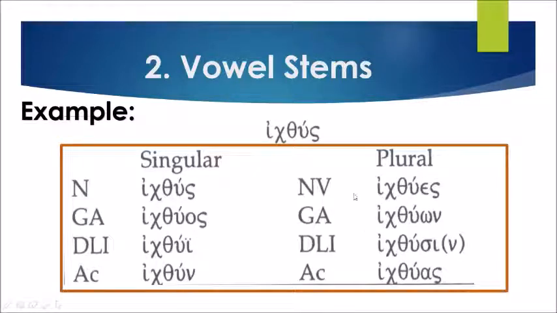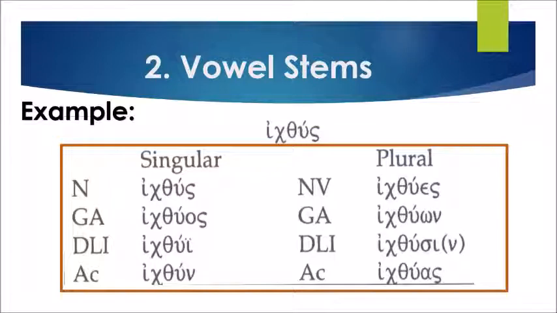For the plural, nominative vocative, it becomes ichthues. So the epsilon and the sigma are added. In the GA, ichthuon. And DLI, ichthusi. And accusative, ichthuas. So much different compared to the other two examples. So that is the conjugation of the word ichthus.